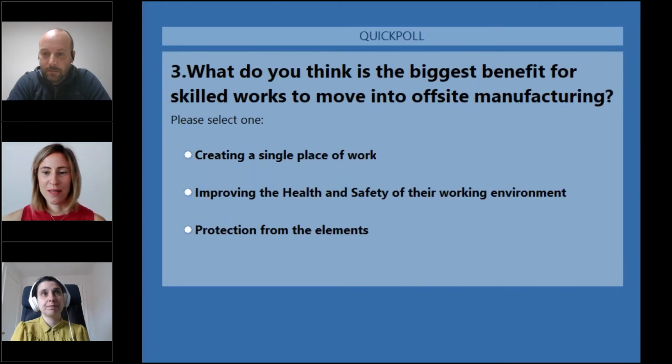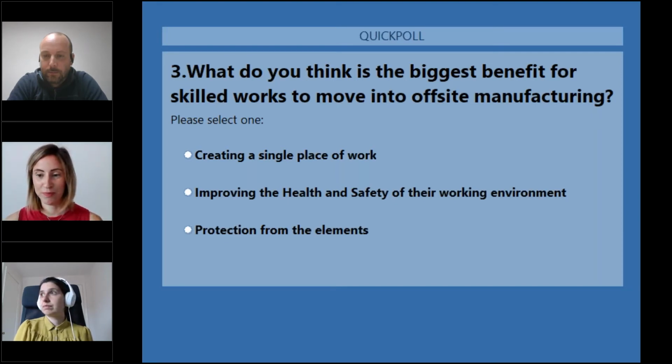We're just going to move on to our next poll. What do you think the biggest benefit for skilled workers to move into offsite manufacturing is? Creating a single place of work, improving health and safety of their working environment, or protection from the elements. After the poll, we're going to have an overview of on-site placement and assembly video overview.